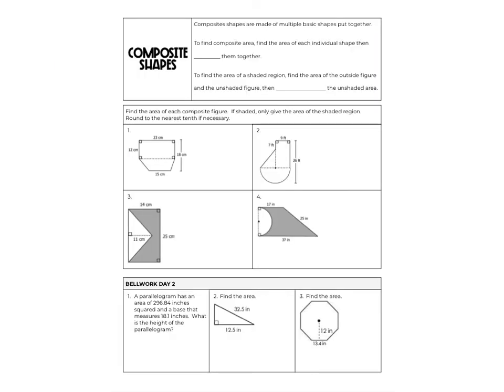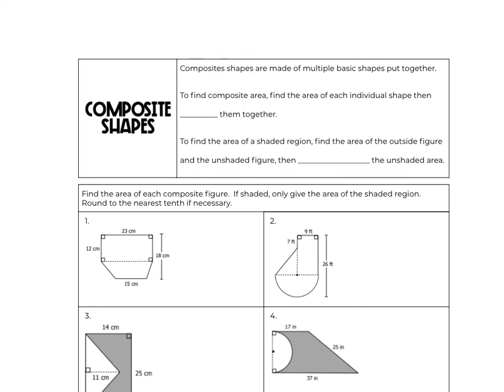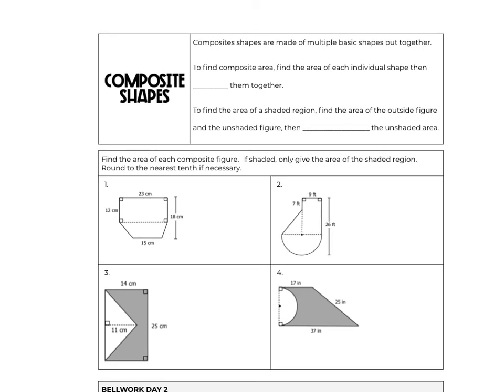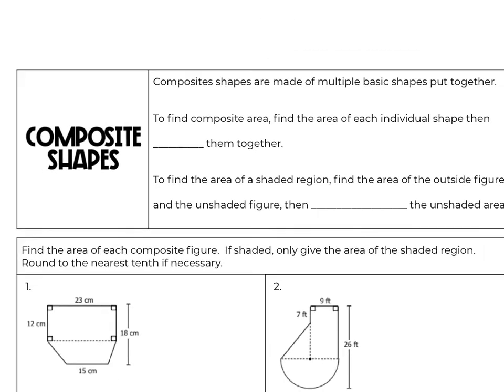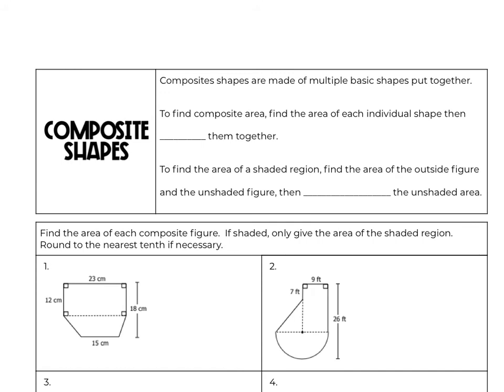Okay, last little bit here, and we may not do all of it. I may take a couple out here. All right, composite shapes, and you've done this also, I think 7th grade though, so I know that's a bit of a throwback, but composite shapes are just made of multiple basic shapes that are put together. So you're just going to do the area of the triangle, the area of the rectangle, and then do what with them? Add them. Okay, so find the area of each individual shape, add them together.